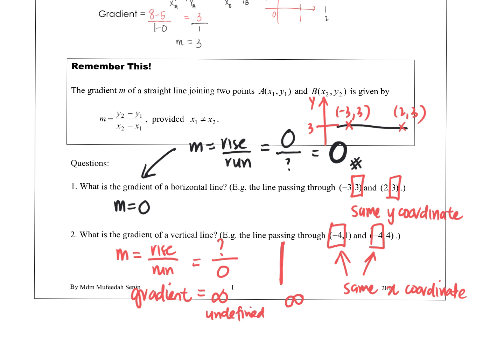So I hope so far it's okay. Let's go to the next page. Can you calculate the gradient of all the parts on your own now? Okay, on your own, next page, there's part A to part H. Can you calculate the gradient?